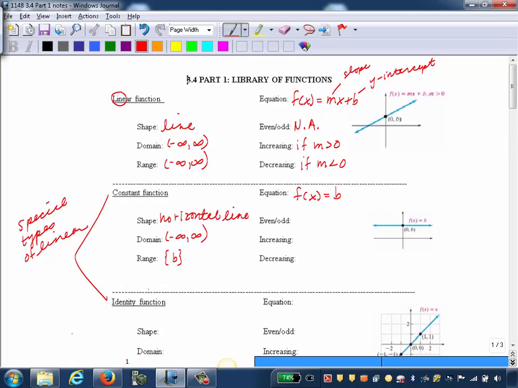As far as even or odd, we can observe symmetry with respect to the y-axis here. That tells us that this function is even. Constant functions are even. And then increasing and decreasing, because it's constant, it's neither increasing nor decreasing.